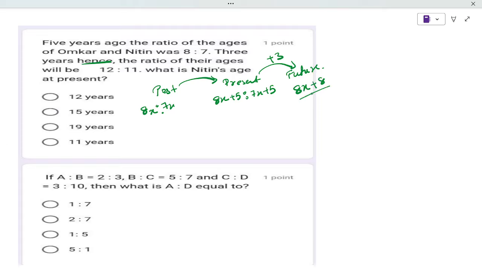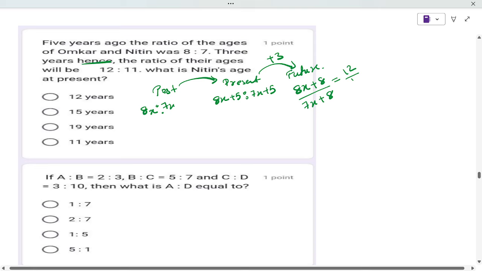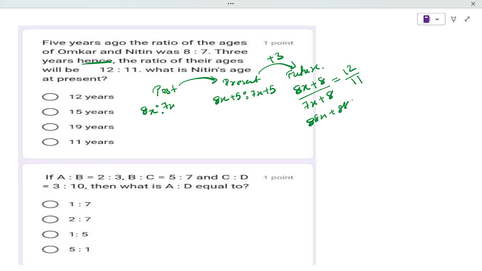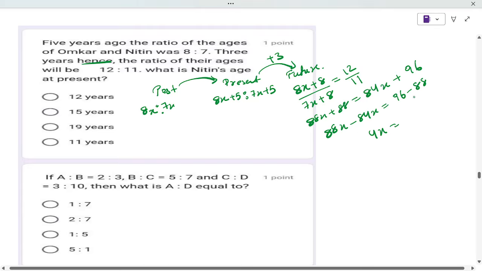Nidin will be 7x plus 5 plus 3, which is 7x plus 8. Then the future ratio is 12 by 11. Cross multiply: 11 times 8x is 88x, plus 88 equals 12 times 7x, which is 84x, plus 12 times 8 is 96. So 88x minus 84x equals 96 minus 88, that is 4x equals 8.